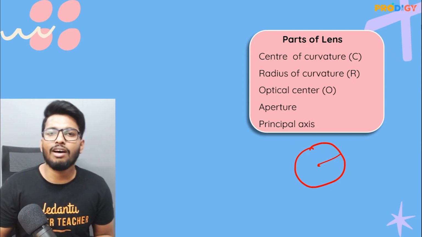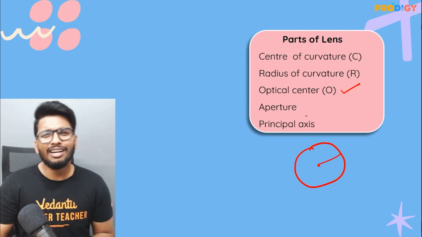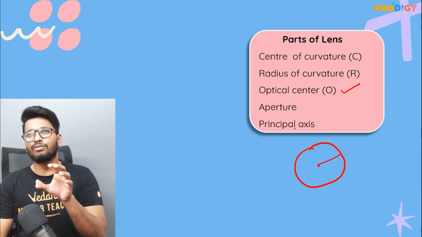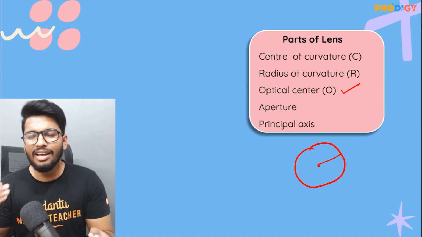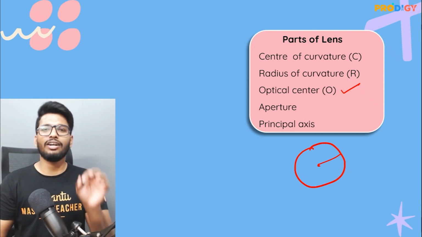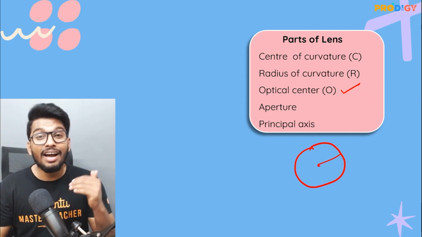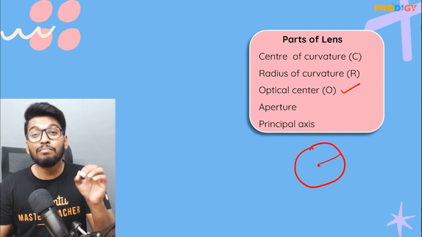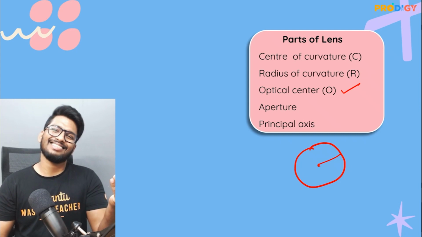Moving on, people, we also have something called the optical center. Now, the thing about the optical center is it's very close to the pole. Remember the pole in the case of a mirror? A pole is nothing but the midpoint of the mirror. Optical center is the midpoint of the lens. That's all.